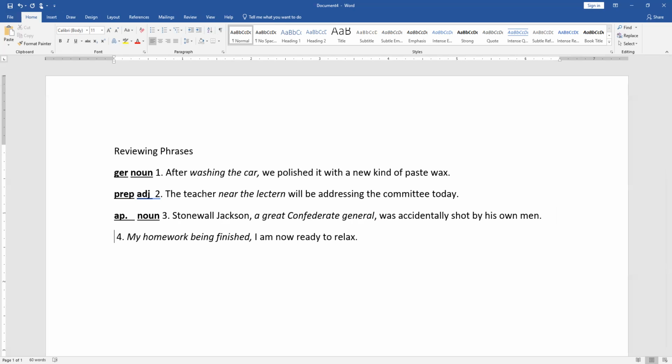Let's see here. Okay, my homework being finished, I am now ready to relax. I'm just gonna go ahead and tell you, this is a nominative absolute. ABS. And nominative absolutes are just, okay, hold on, let me find them, because I know everybody's like, I don't even remember what that was. It's been, this was at like the beginning of the year. So we'll go over a couple of those. So the nominative absolute. Let me think here.